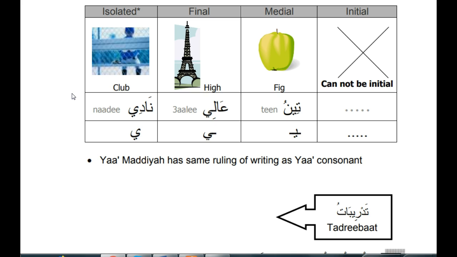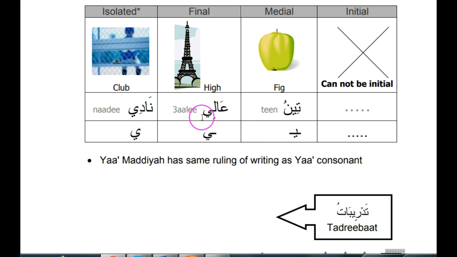Al-Kitaba. The writing of ya maddiya is exactly the same as the normal ya. It's just that it will never be at the initial. It will never be because it's a long vowel, and in Arabic, all words start with consonants. Then we have teen. Here, ya is a long vowel. It's preceded by ta. It has no symbol on top. So therefore it's teen.